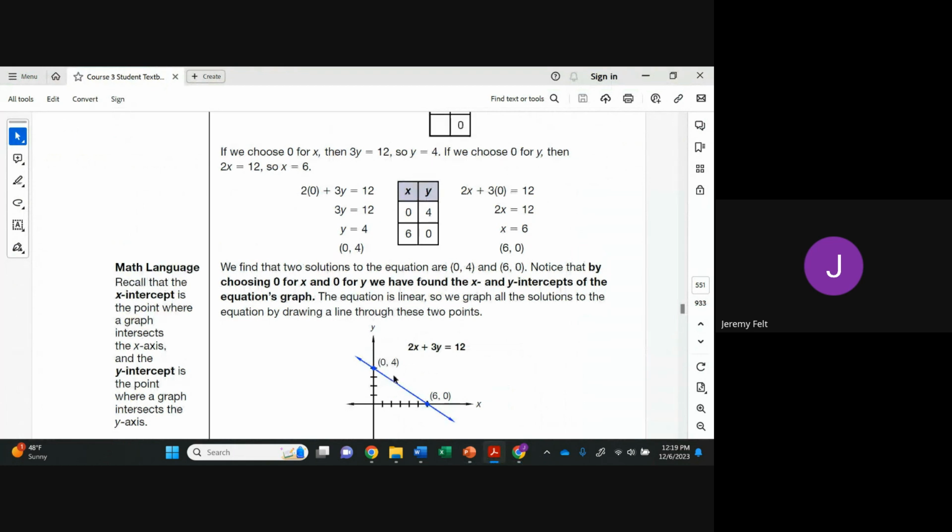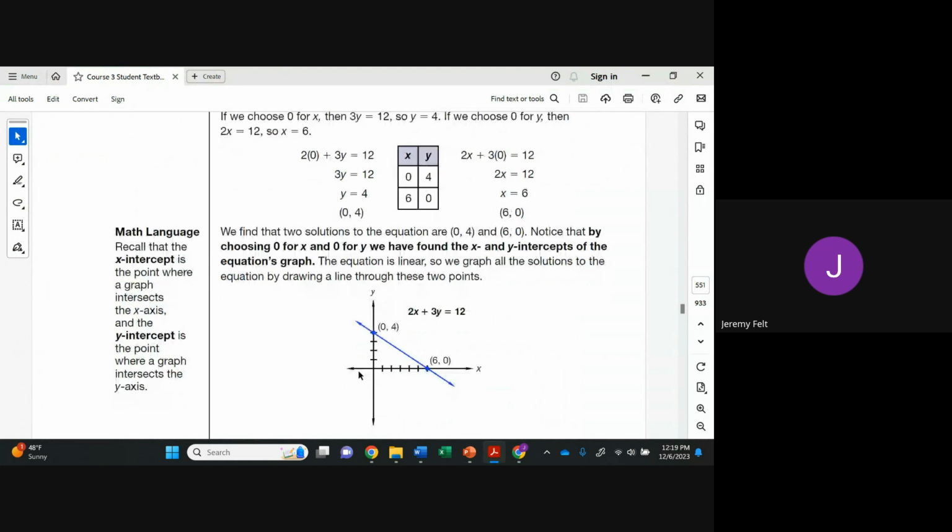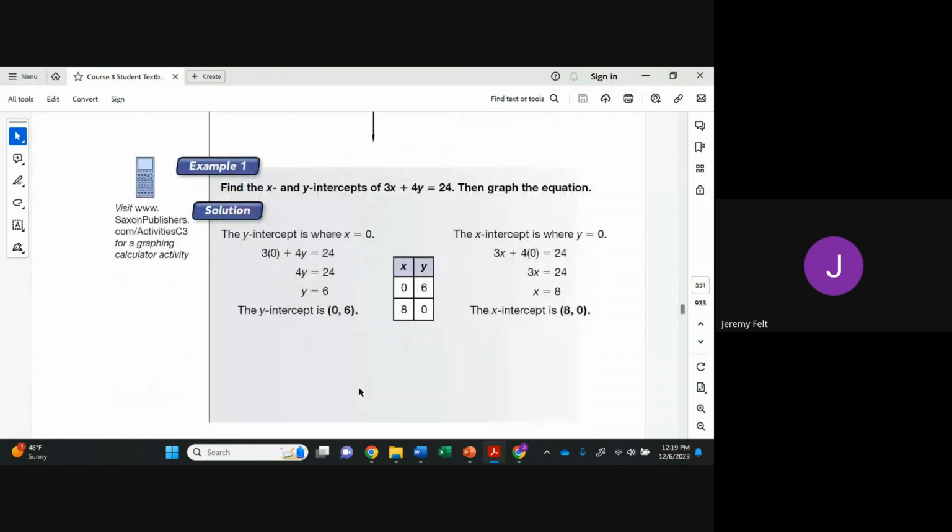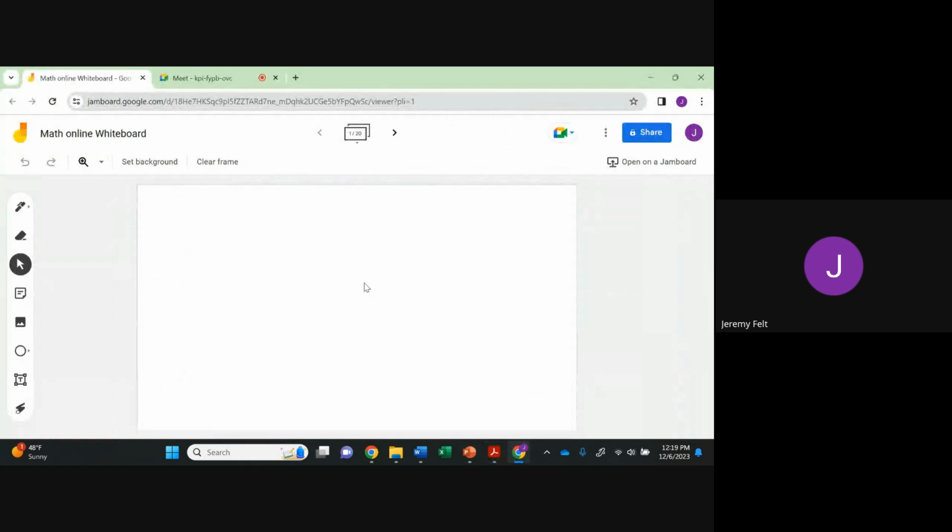So our 2 intercepts, we plot them, we connect the dots. There's our line. Okay, if we have 3x plus 4y equals 24, let's make our table.